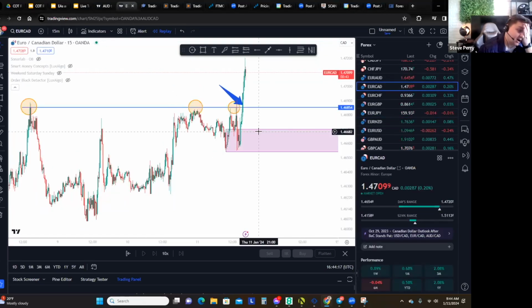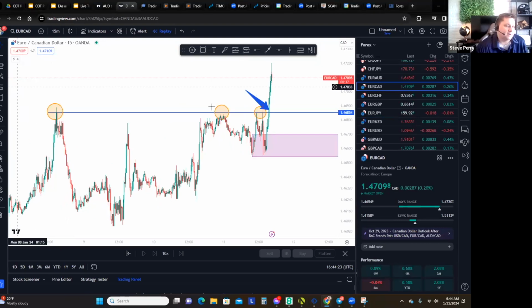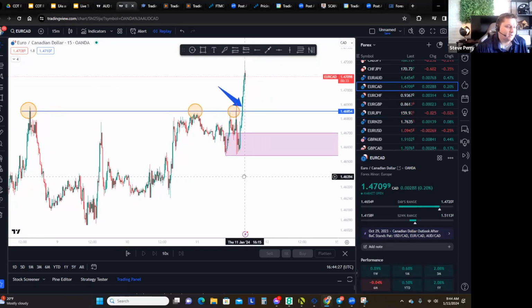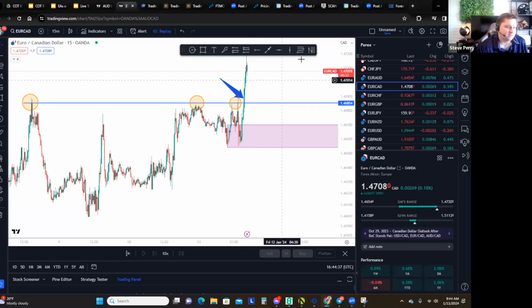Yeah, so okay, yeah, I like this one. So yeah, this does look pretty good. So this had the most obvious structure break right here. And this is by and large, I would say, an untapped liquidity zone. Let's see, is it even a Fibonacci retracement?